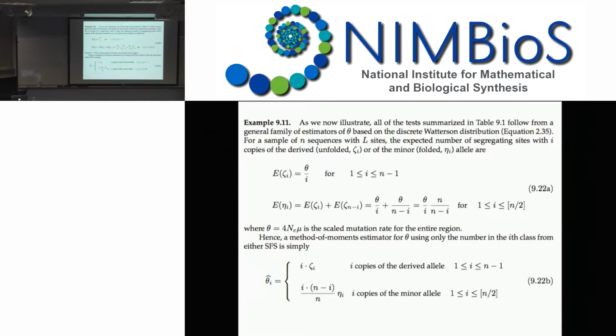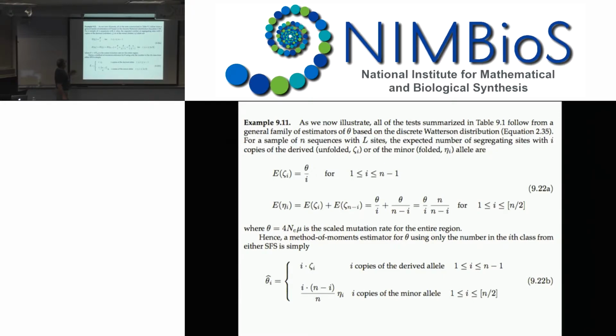So now let's see how we can put all those tests together. So here is the typical data that I have. If I'm looking at the derived alleles, the expected number of sites that have i derived alleles is theta over i. The expected number of sites that have i copies of the minor allele, well, I could have i derived or n minus i derived. I get these expressions here.